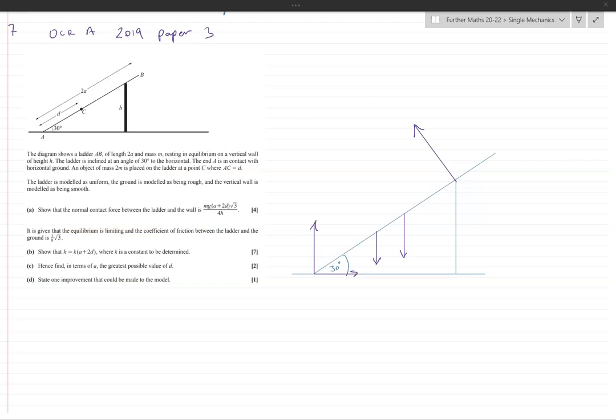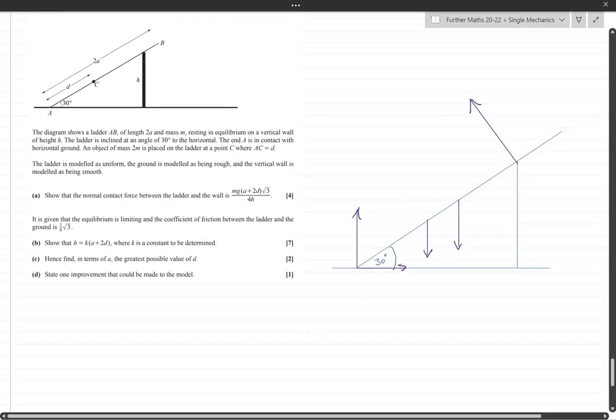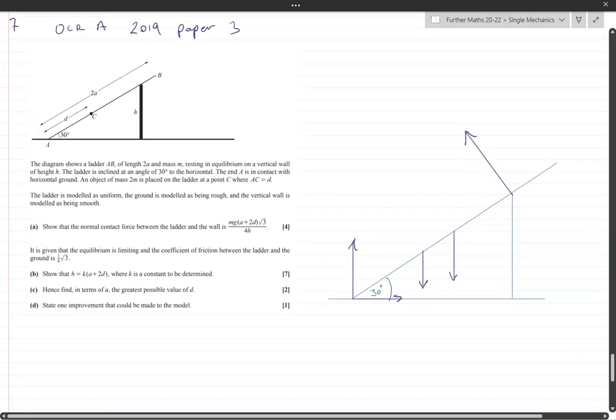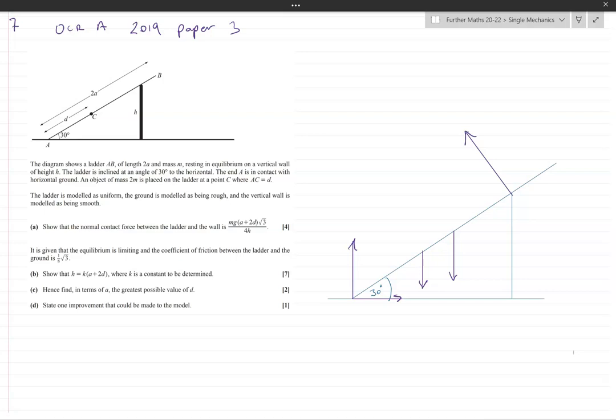Hello, in this video I'm going to go over an OCR mechanics question from the 2019 paper. It was quite a challenging question. It was the last question on the paper and it caused some problems at the time, probably a little bit unorthodox, not as bad as all that, but in the time constraint it's understandable that it did cause such problems.